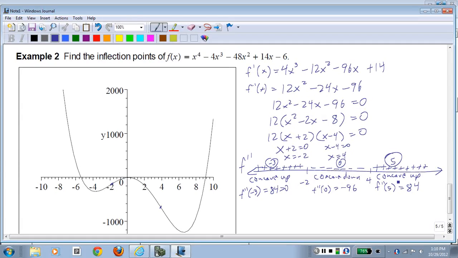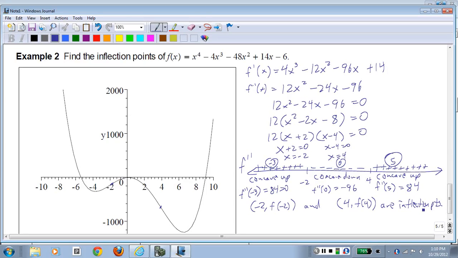So we want to find inflection points. There could be one at x equals negative 2, and there could be one at x equals 4. The concavity does change at negative 2. So negative 2, f of negative 2, and 4. The concavity does change at 4 from down to up. 4, f of 4 are inflection points.